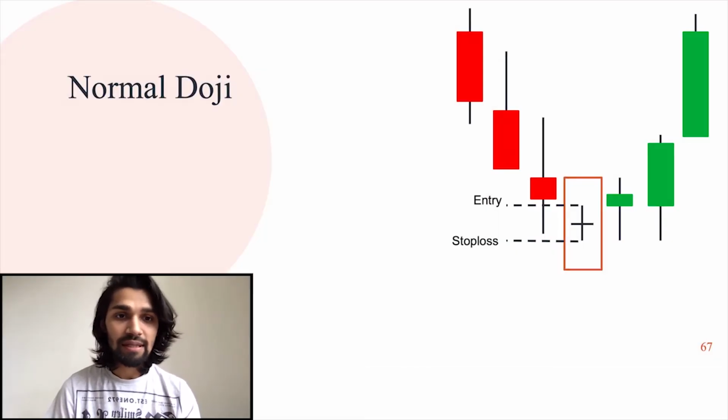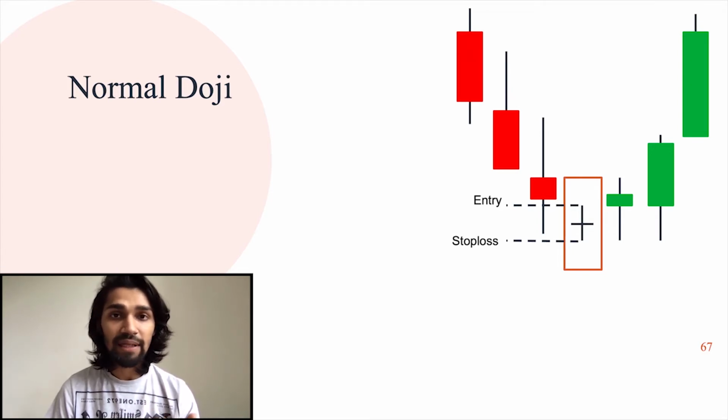The normal doji can occur either in a downtrend or an uptrend. If it's a downtrend, it has the power of completely changing the trend to an uptrend. If it's an uptrend, it has the power of completely changing the trend to a downtrend. In a normal doji, the upper shadow and the lower shadow are approximately of the same size.